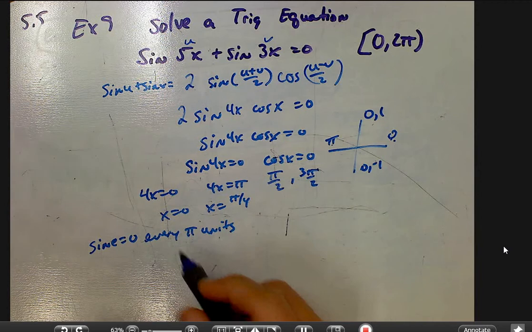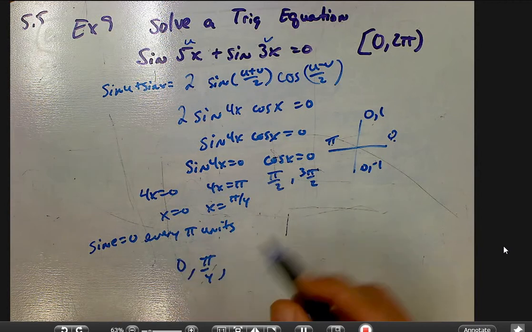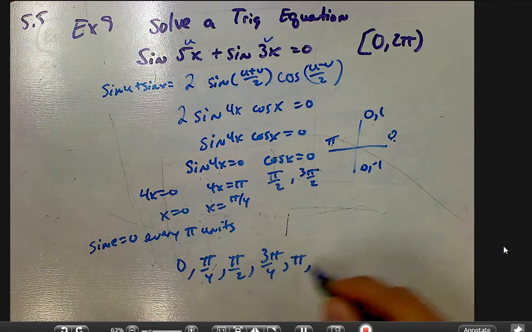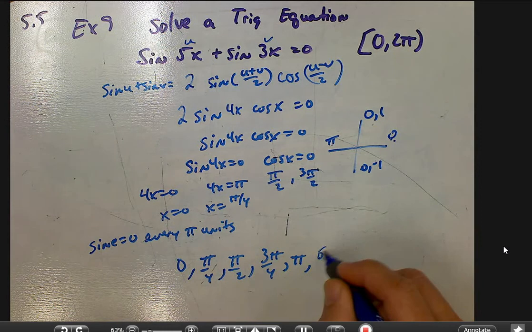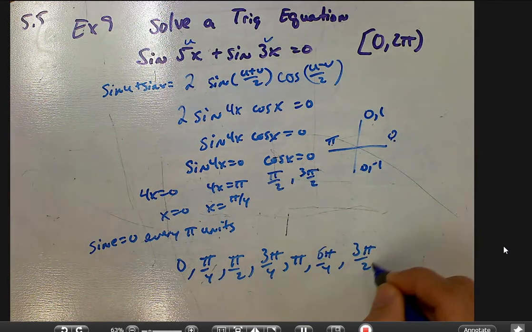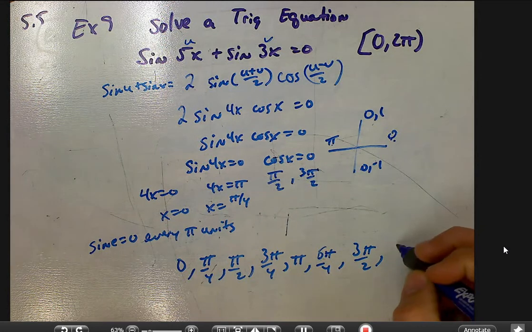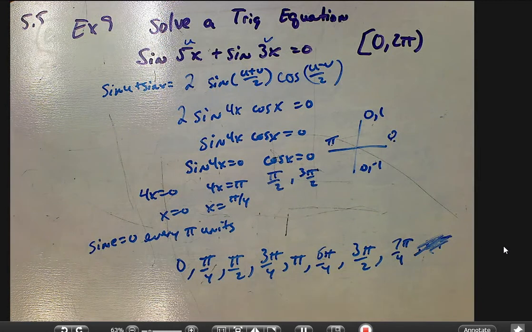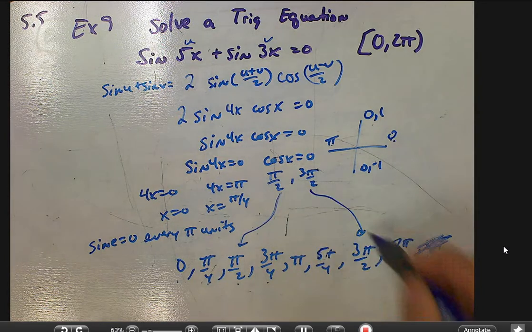And so my answers are 0, pi over 4, add a pi over 4 to get pi over 2, then add another one to get 3 pi over 4, then add it again to get pi, add pi over 4 again to get 5 pi over 4, add it again to get 3 pi over 2, add pi over 4 again to get 7 pi over 4. If I add pi over 4 again to get 2 pi, well, I cross that one out because 2 pi is not included in the original interval. So this one has 1, 2, 3, 4, 5, 6, 7, 8 answers. The cosine solutions appeared here already, so I don't have to write them twice.